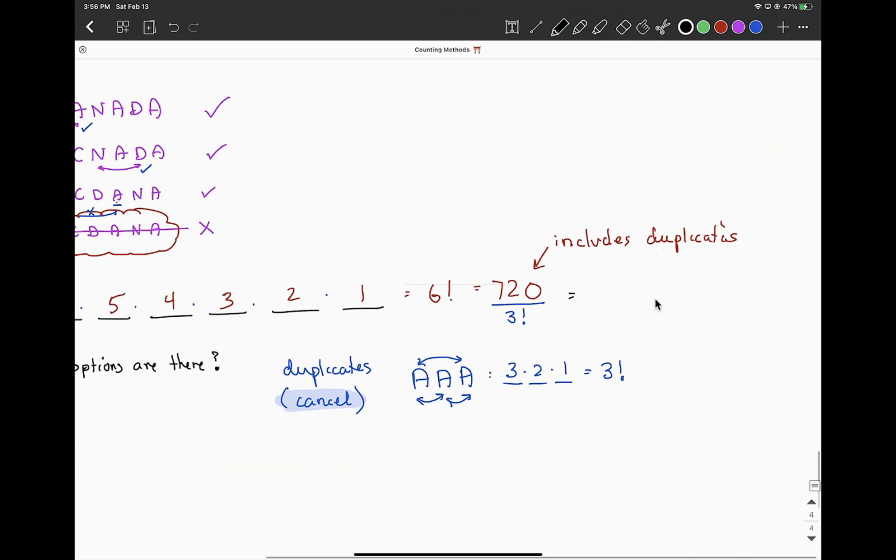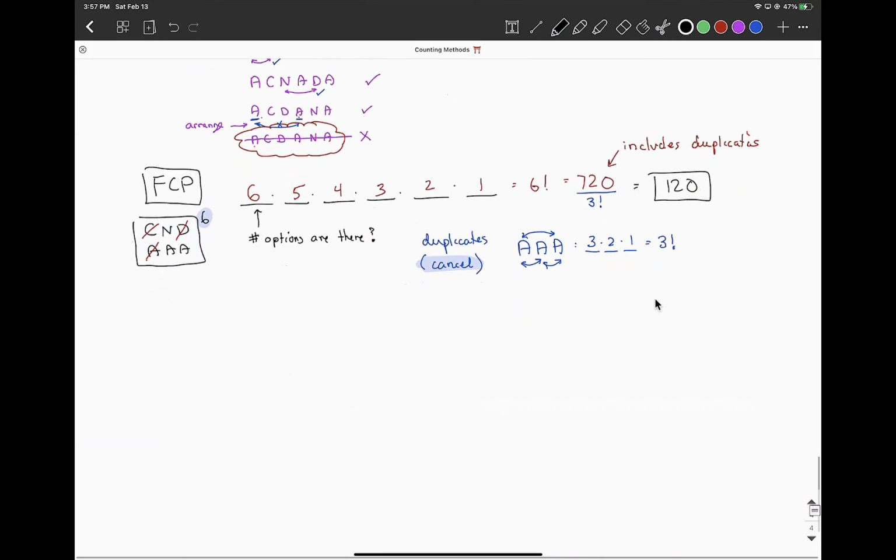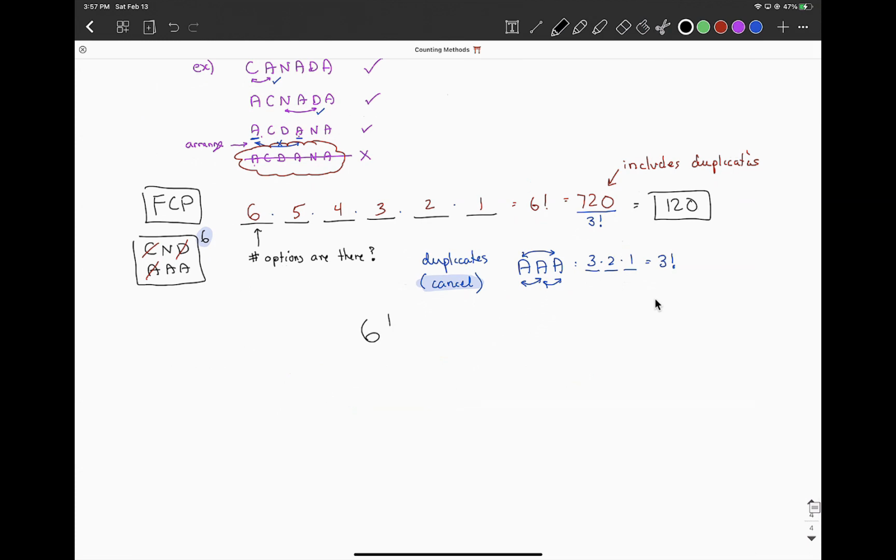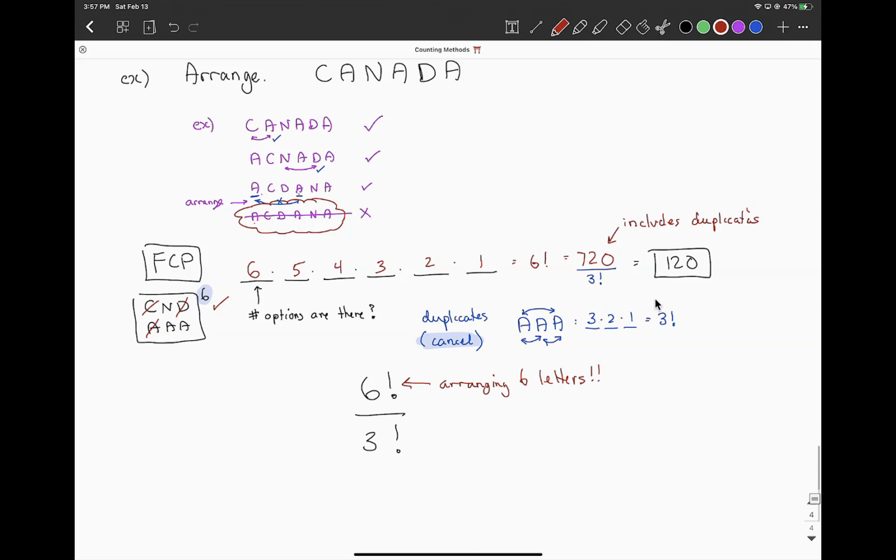Okay? And this brings the answer down considerably, and it gets us 120. And so to recap, in notation, this question could have been solved using 6 factorial divided by 3 factorial. Because the top of the story says we're arranging 6 things. We're arranging 6 letters. And absolutely we were. There's 6 letters in Canada. You can't spell Canada with 4 letters. You need 6. We were arranging 6 things.